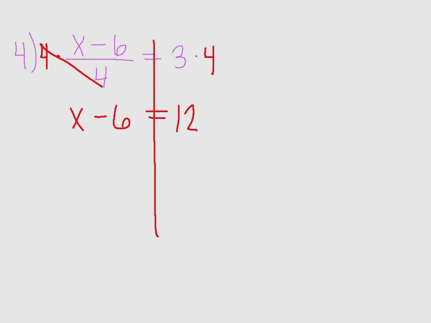Now I continue, so I'm adding my 6 to both sides. My 6s cancel, and I'm left with x equals 12 plus 6, which is 18.